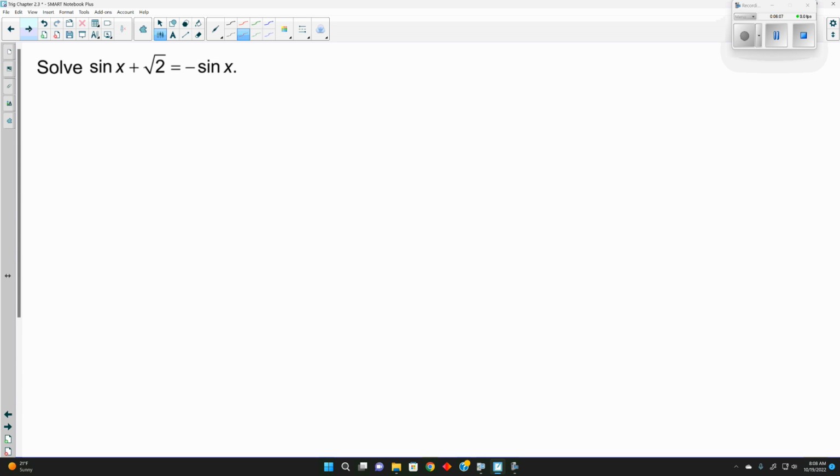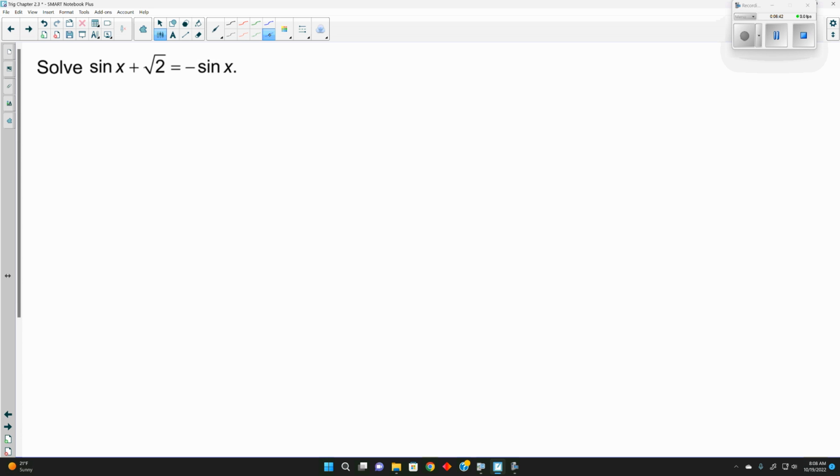Now, what we're doing for the rest of this lesson, 2-3, is solving these trigonometric equations. And the way that we solve these, we can use a lot of what we've already done. The methods that we use to solve quadratics in Algebra 2 still work for these here. Because if we look at this here, we have sine of x plus the square root of 2 equals negative sine of x.